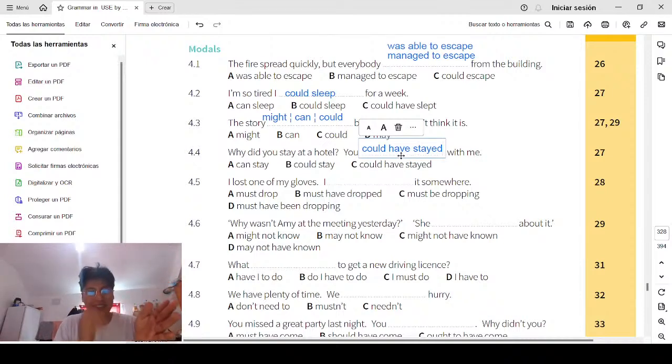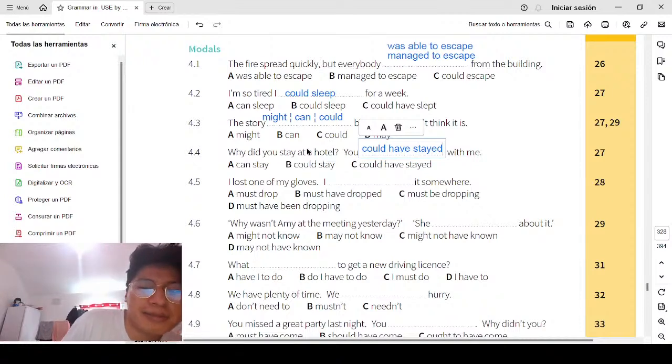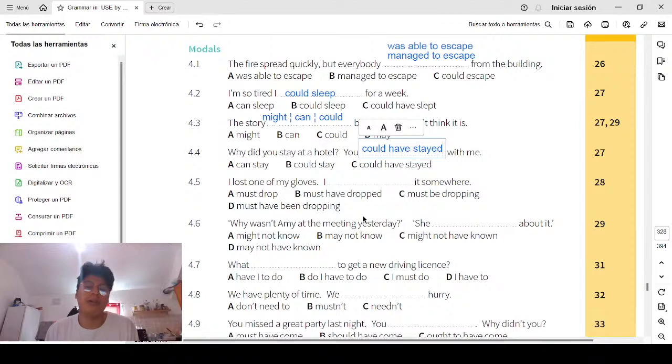In that case, that's interesting because he says, "Why did you stay at the hotel?" They're talking about the past, right? That's the past. So you could have stayed with me, they're talking about the present perfect. But check it out, you could stay with me is an action that could happen after the hotel, right? That's crazy. I love this part. But basically, we have to use could have when you're talking about a hypothetical situation that happened in the past.